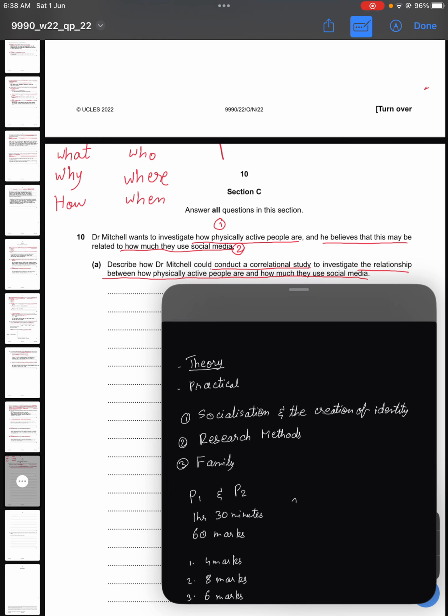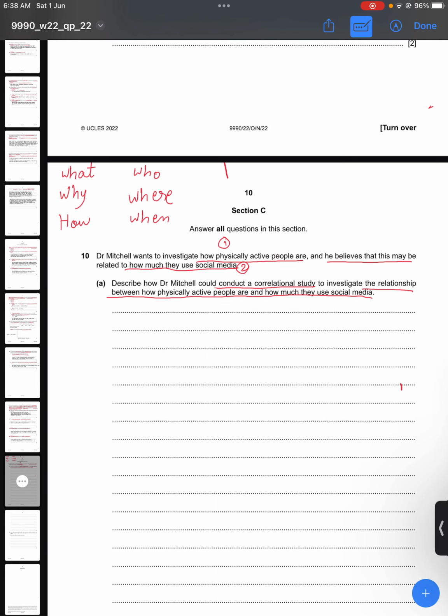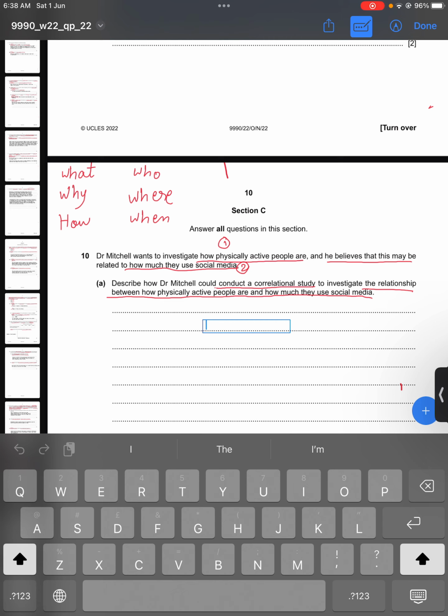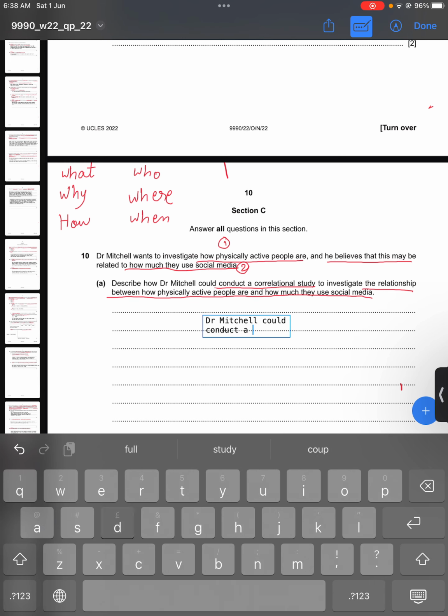So I'm just going to write a few points, and for this you are going to write a full paragraph, but I'm just going to write a few pointers that Dr. Michel could conduct a correlational study, where you can also write that his two measured variables are how physically active people are and how much they use social media.